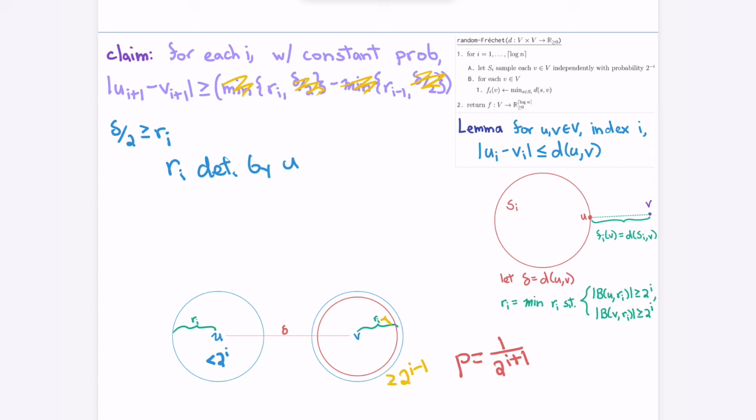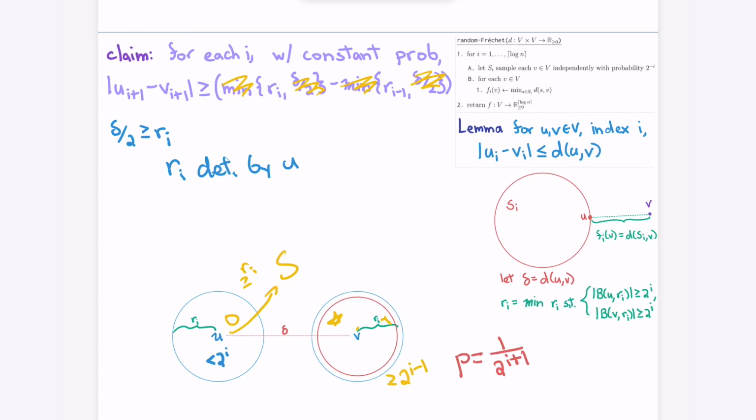Okay. Now, let's look at our random sample set S. Now, suppose I sampled one vertex from the smaller ball and 0 from the other. Then, in general, there's some set S. I know the distance from here to here is at least R_i because it's not in the 2^i length ball.